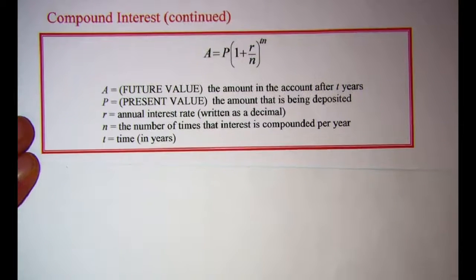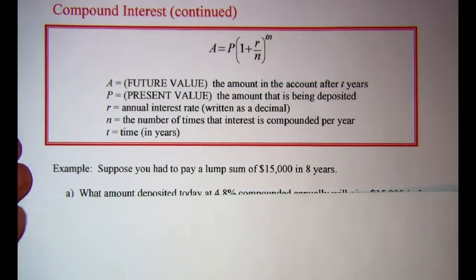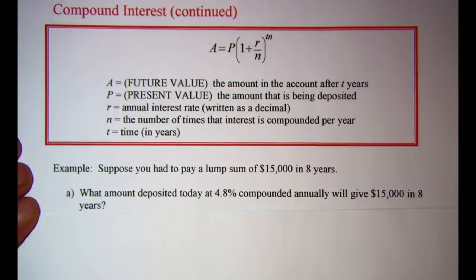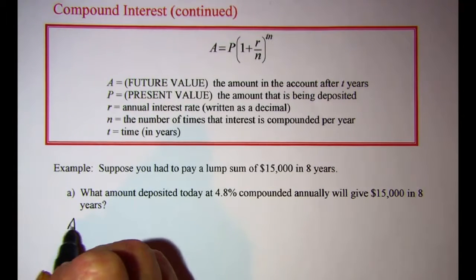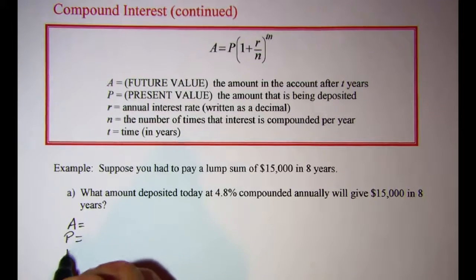The problem that we'll be working with is, suppose you have to pay a lump sum of $15,000 in 8 years. The question is, what amount deposited today at 4.8% compounded annually will give you $15,000 in 8 years? So let me write my variables that I'll be working with: A, P, R, N, and T.